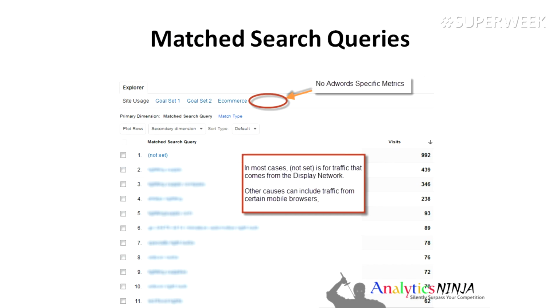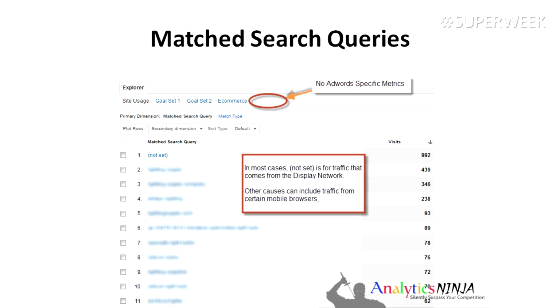Something that you might notice in your reports is "not set," right? Not set means that data is just not there. Now, it's going to not be there for a couple reasons, right? The most common is that it's display network. There is no keyword that's getting passed in. It's content network, it's display ads.